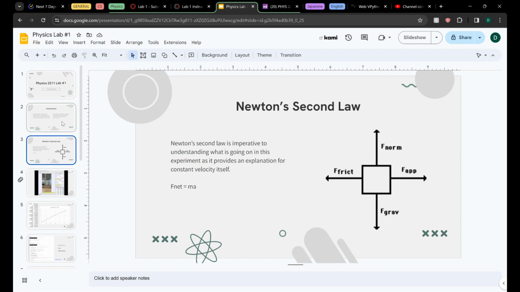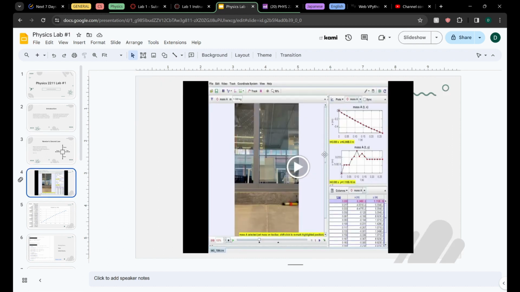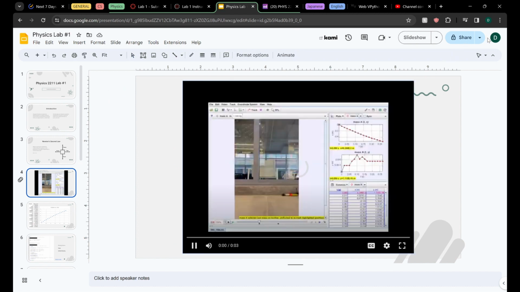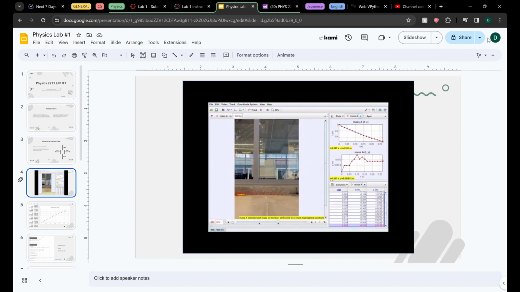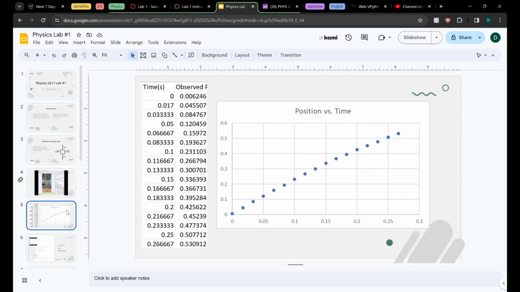So here's the video of the pen actually moving. As you can see, as the pen moves, the data points are tracking its position and data is being compiled right here. That data can then be put into an Excel spreadsheet and turned into a graph, which you can see right here in this dot plot, position versus time.